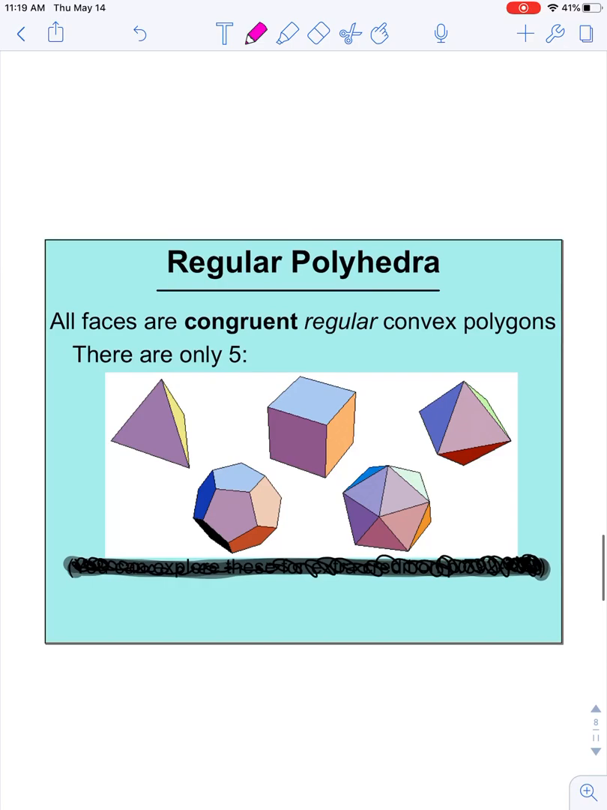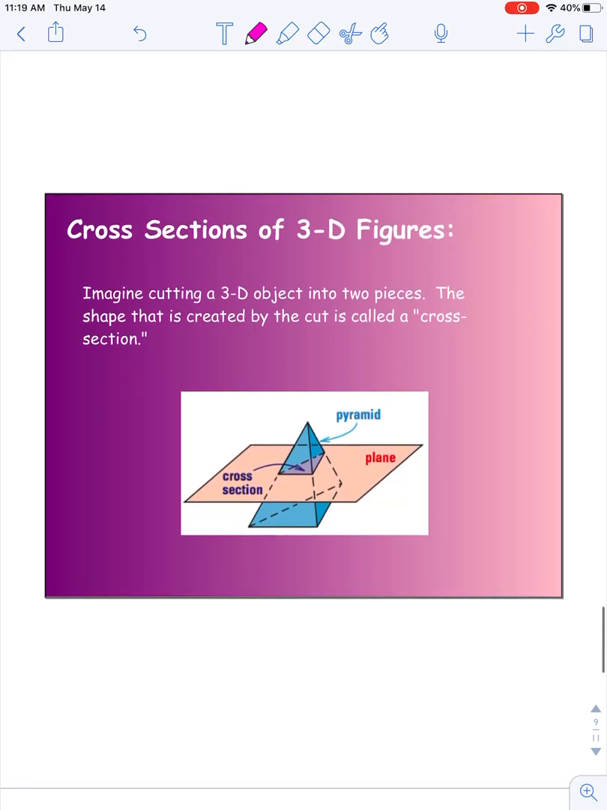Okay, so there are regular polyhedra. Polyhedra is the plural for polyhedron. In a regular polyhedra, all faces are congruent regular convex polygons, and there are actually only 5 of them. So it's kind of an interesting fact. If we had more time, we might explore this a little bit more. There is some information in your textbook if you're interested in that. There are some polyhedron activities.